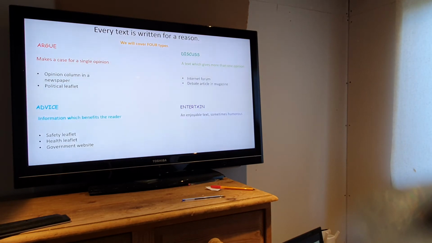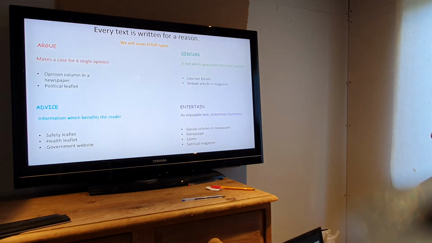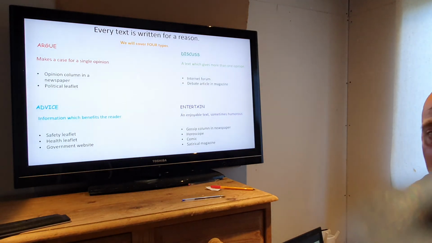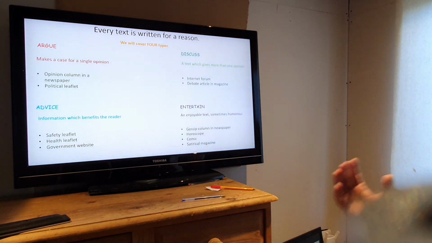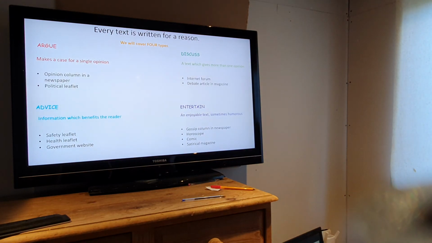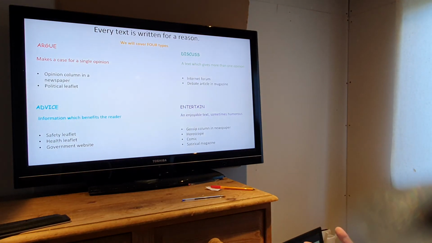Okay, so to argue, it puts a single opinion across. It puts your opinion across, usually. It presents an argument. We've covered argument in the past. It could be something like an opinion column in a newspaper or any political leaflet. To discuss, it gives a balance. It gives more than one opinion and it allows you to think of both sides and it involves you in the discussion. So it could be something like a forum on the internet or a debate article in a magazine.